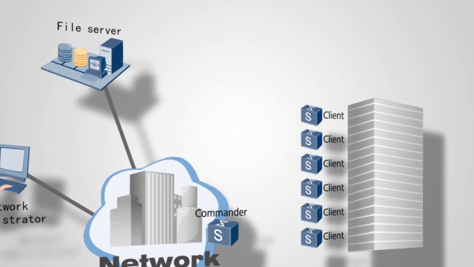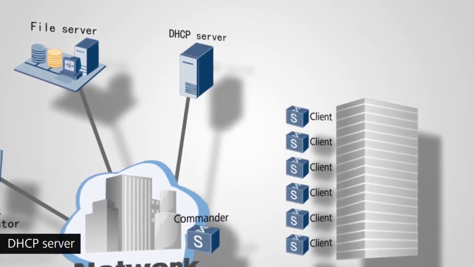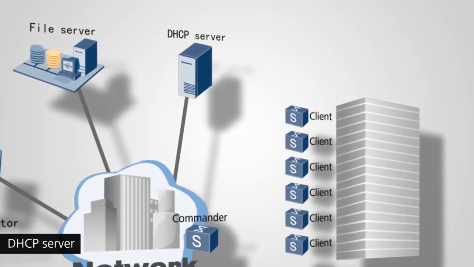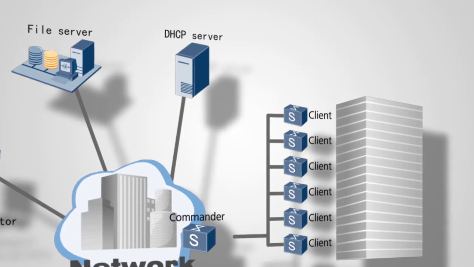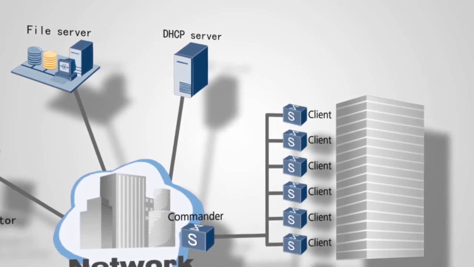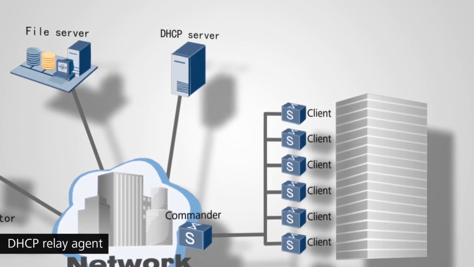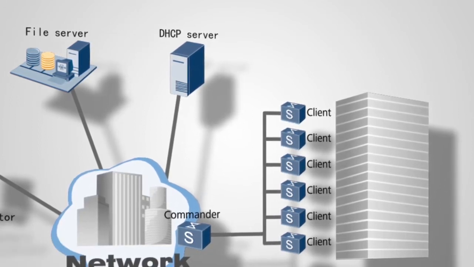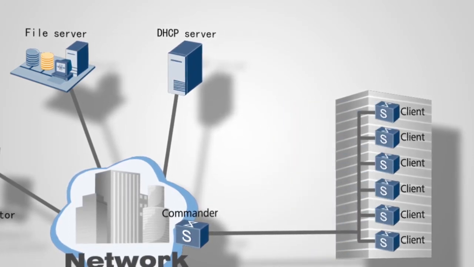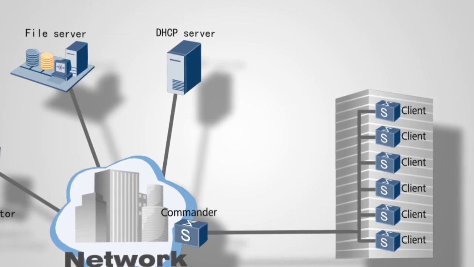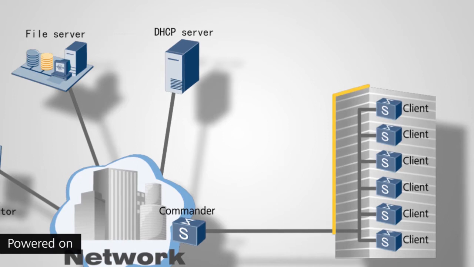After the commander configuration is complete, the next step is to configure a DHCP server. The DHCP server will allocate IP addresses to the clients so they can communicate with the commander. If the DHCP server is not loaded on the same network segment as the clients, a DHCP relay agent must be deployed between them. After all configurations are complete, installation personnel need to install the clients in the new office building. At this time, the clients have no configuration files.